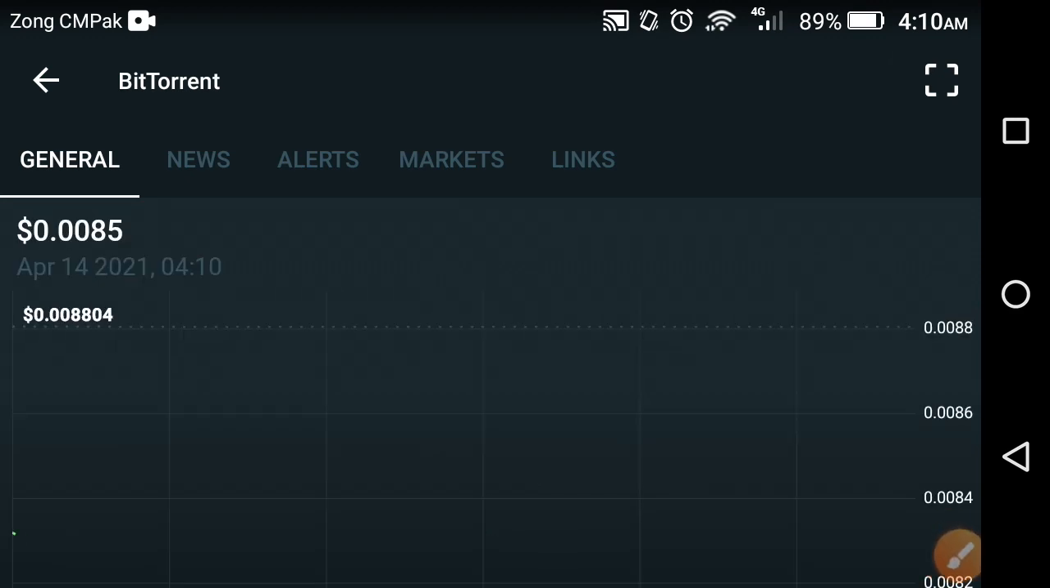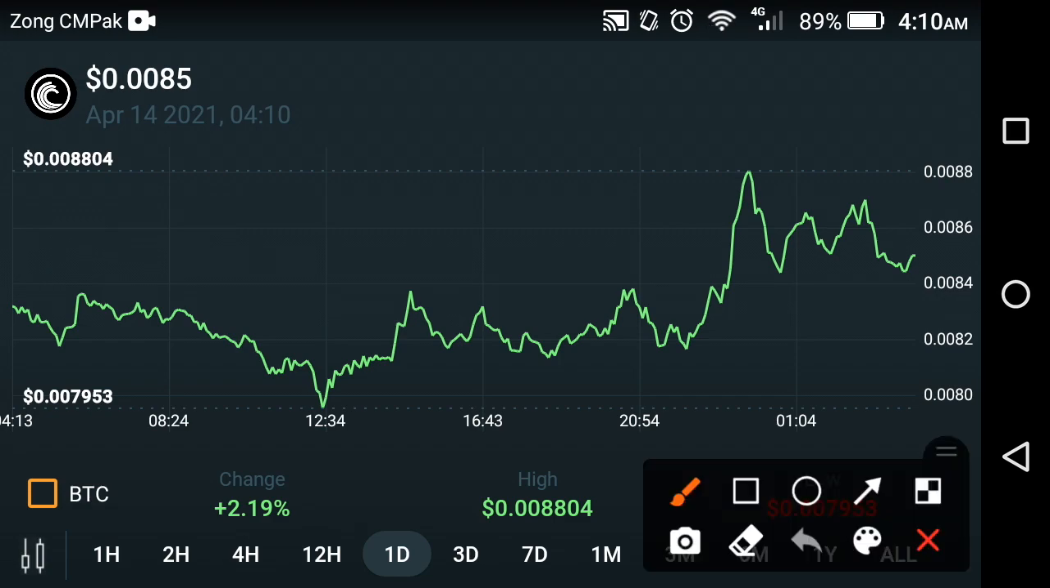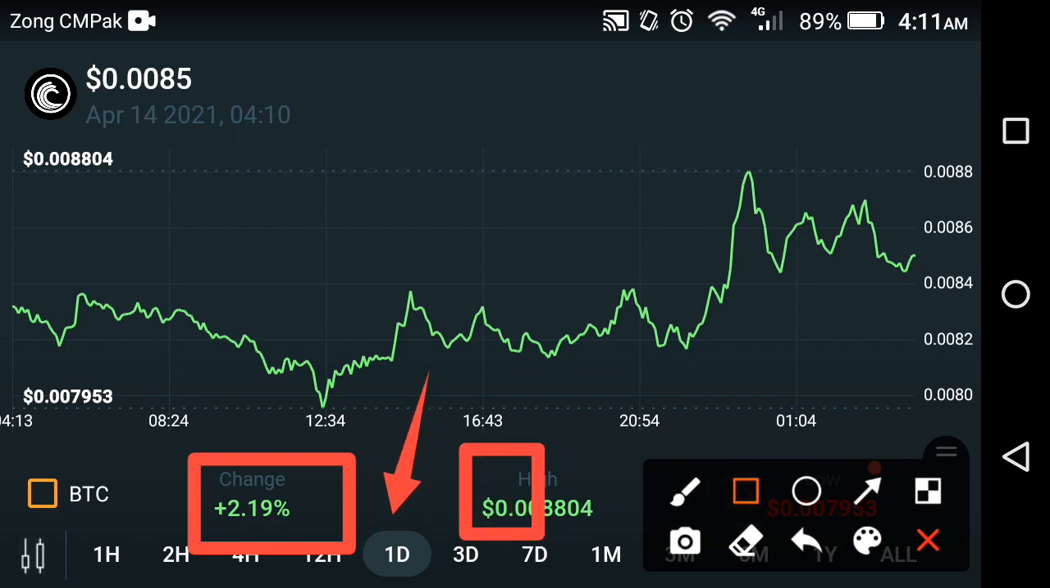So first of all, we look at the price predictions of the Bittorrent coin for the last 1 day. What's the price change in Bittorrent in the last 1 day? Absolutely, I like the change in Bittorrent. They are in a positive 2.19% change in the last 1 day. That is the last 1 day price prediction, and the change is positive 2.19%, and the high price is also good, 0.008804 USD is the high price of Bittorrent coin in the last 1 day.